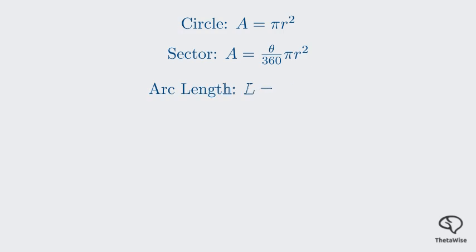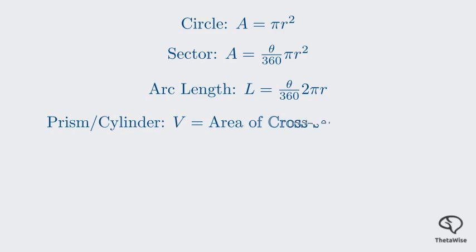We've covered a wide range of topics today. Let's recap the key formulas we've encountered. For two-dimensional shapes, we have the area of a circle is pi r squared, and the area of a sector is a fraction of that, determined by the angle theta. The arc length is also a fraction of the circle's circumference. For three-dimensional solids of uniform cross-section, the volume is always the area of that cross-section times the length or height.